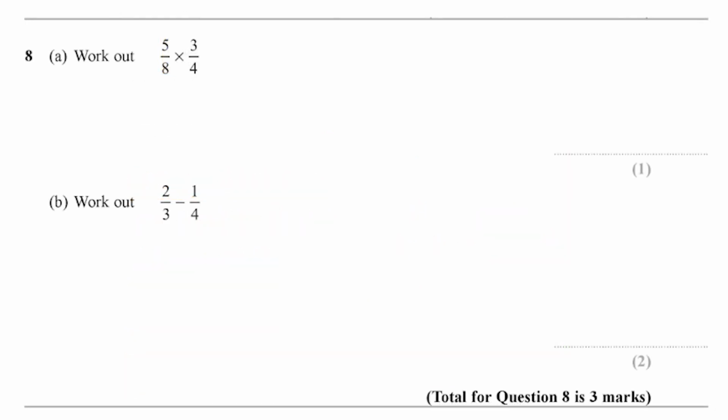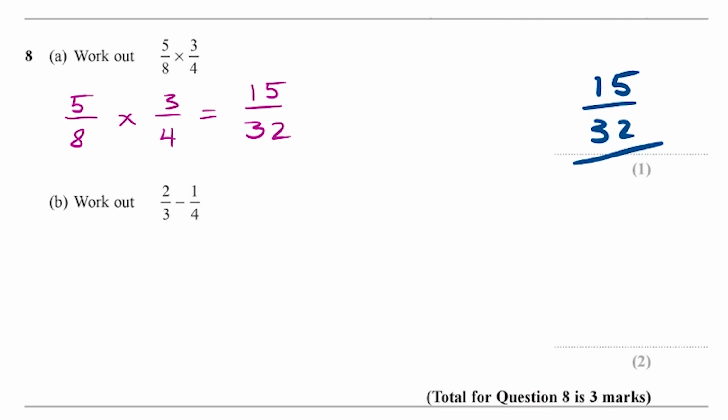Question number 8, work out 5/8 multiplied by 3/4. To multiply fractions, really straightforward. You multiply the numerators, so 5 times 3, which gives us 15, and then you multiply the denominators together, which in this case is 8 times 4, which gives us 32. So we end up with 15 over 32.